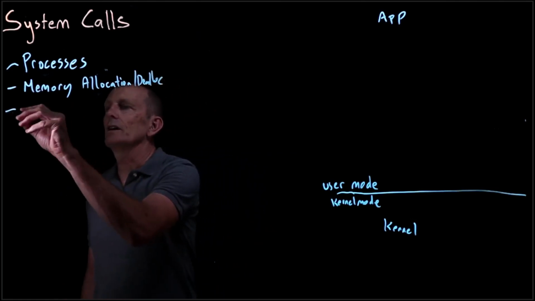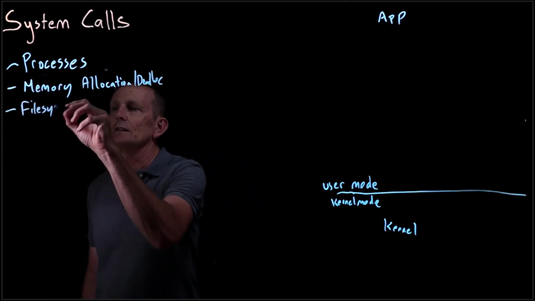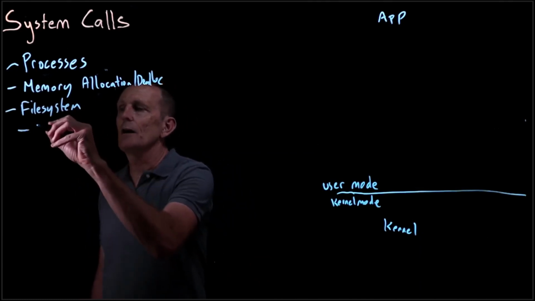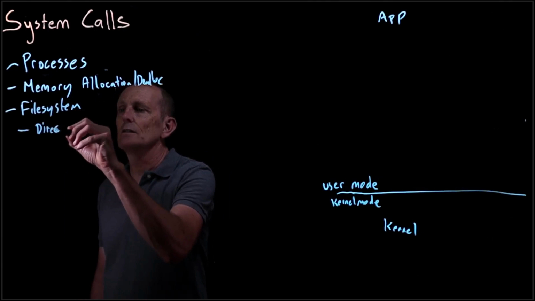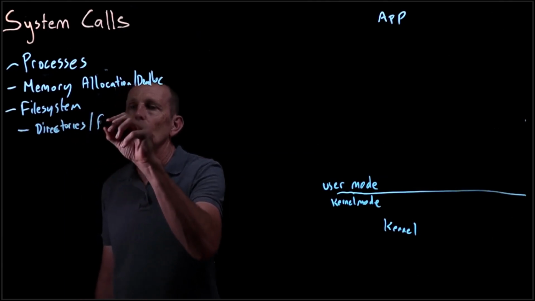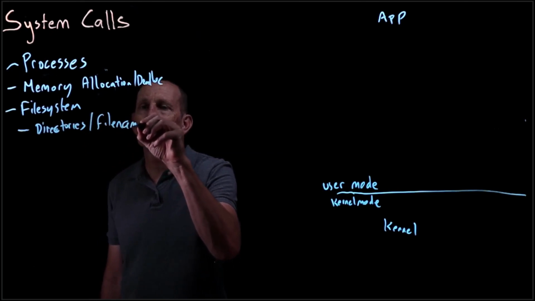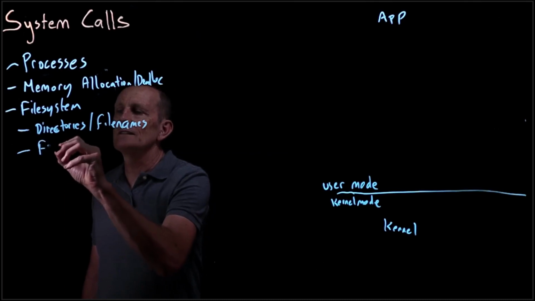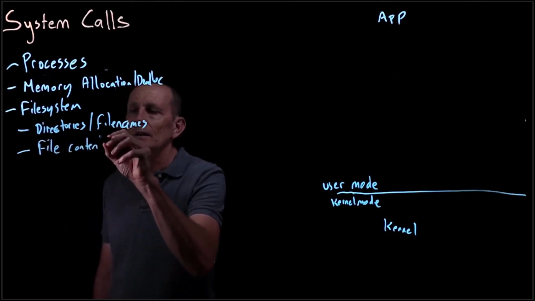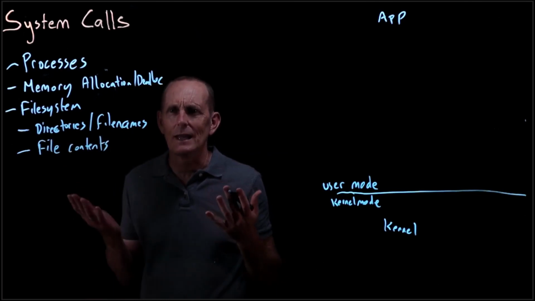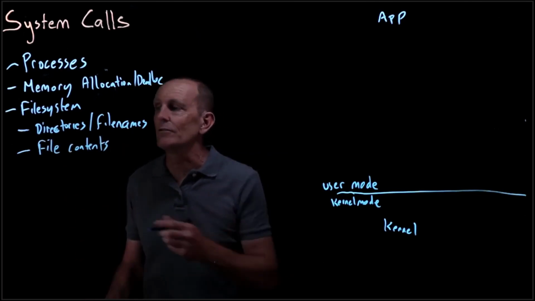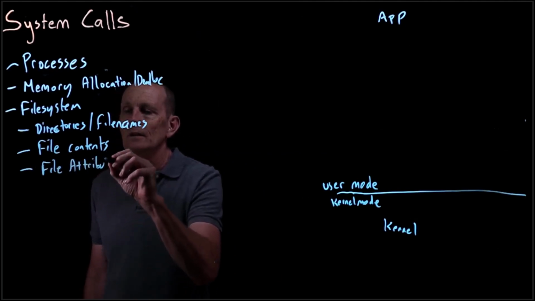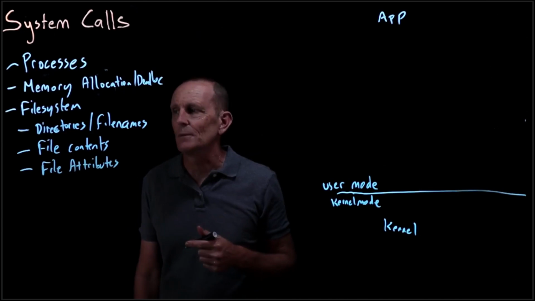And what else do we have? We have, for instance, the file system. Within a file system, we might have system calls that operate, let's say, on directories, or on file names, renaming for example. We deal with the contents of a file, so we might talk about something like reading or writing from the file. We might deal with various file attributes, for instance, maybe setting a permission, something like that.